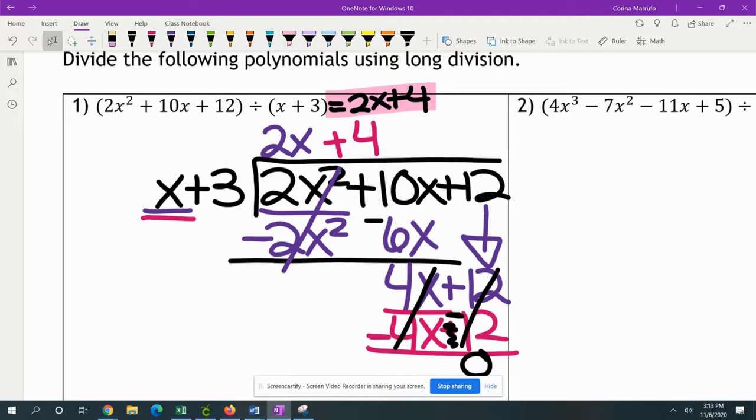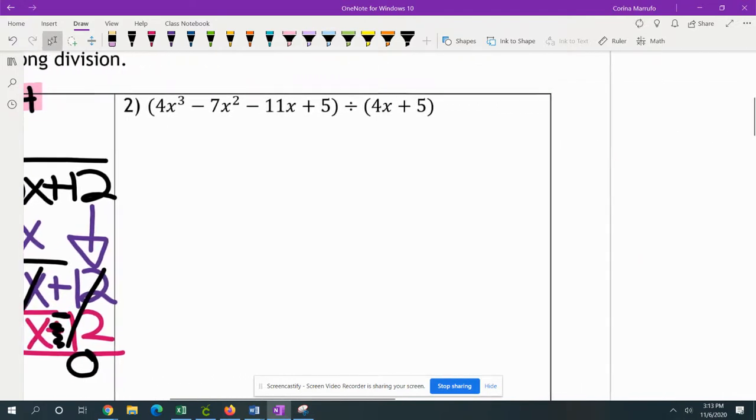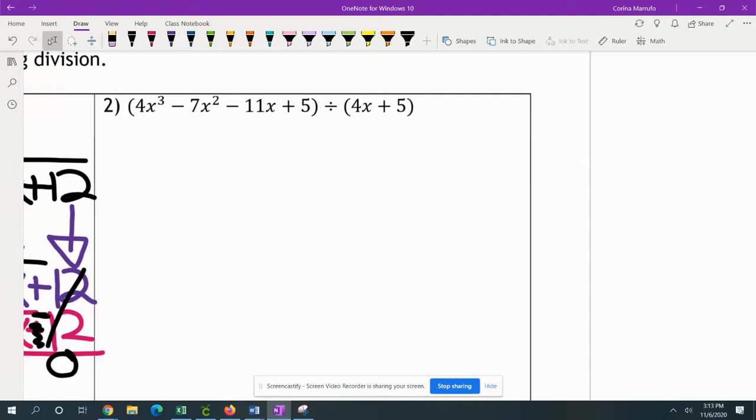Okay, now let's look at the next one. Here we have 4x to the third power minus 7x squared minus 11x plus 5, and we're going to divide it by 4x plus 5. Okay, so we're going to take the 4x plus 5. That's going to go on the outside.